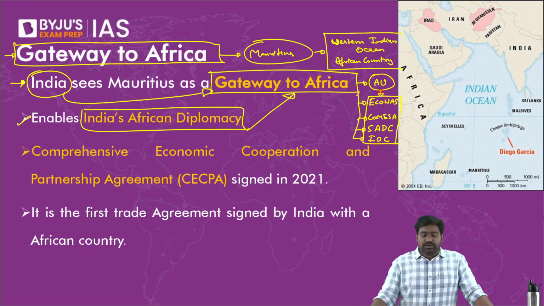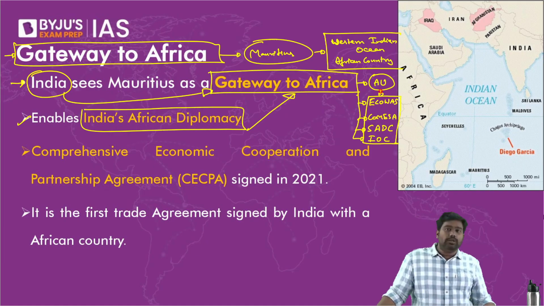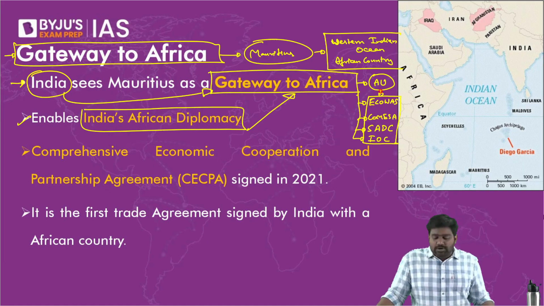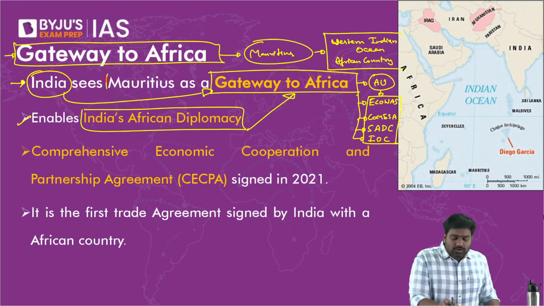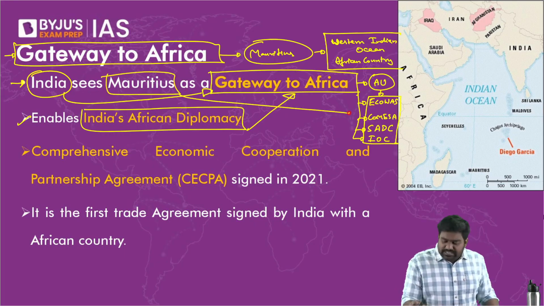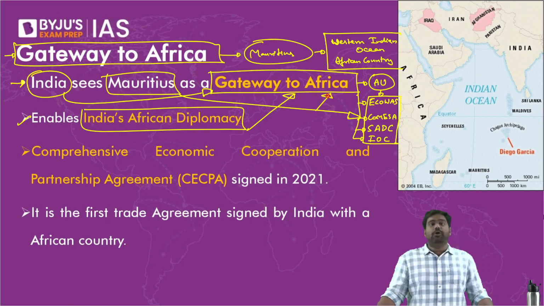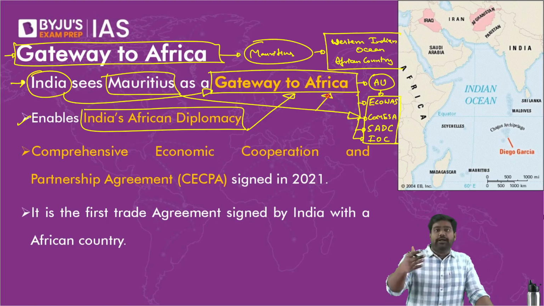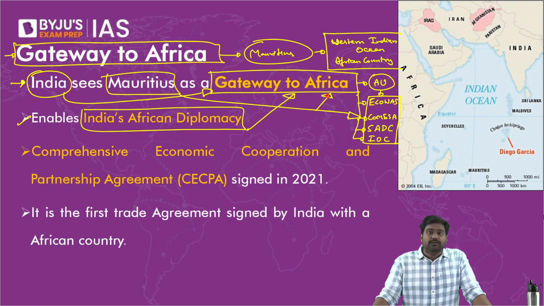So Mauritius works closely with them. It's a member of some of the committees, some of the organizations. And in some organizations, it has observer status where it will participate. So as Mauritius works closely with these groups and other African countries, it can give a push to our African diplomacy, thus becoming the launch pad from where we can launch our African diplomacy to African countries. That's why we call it a gateway to Africa.